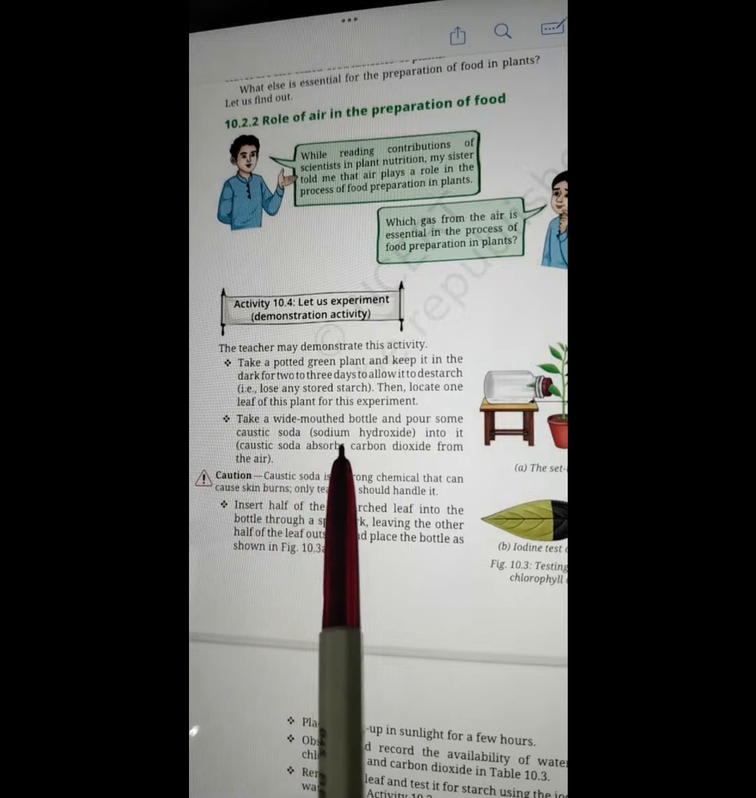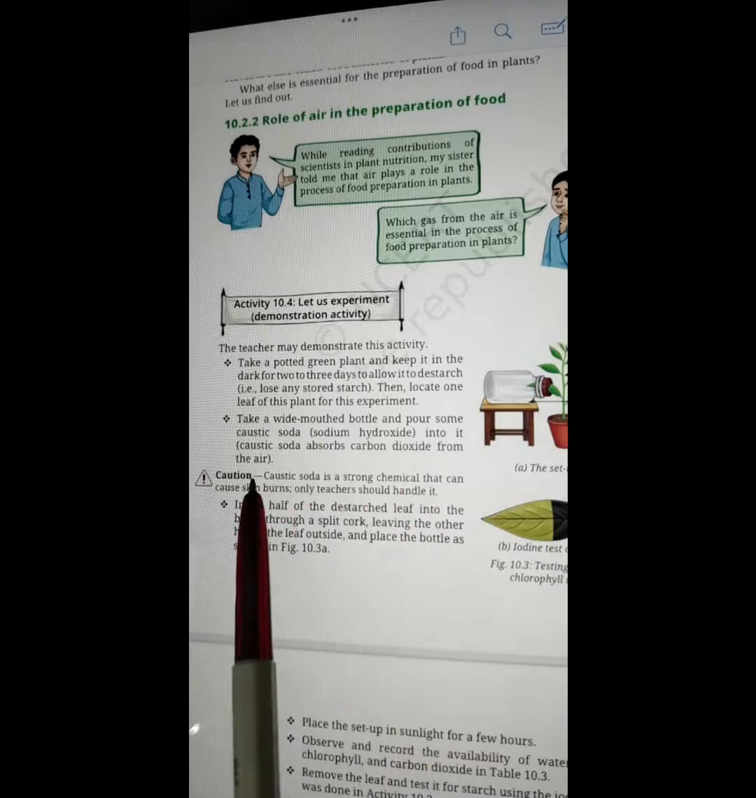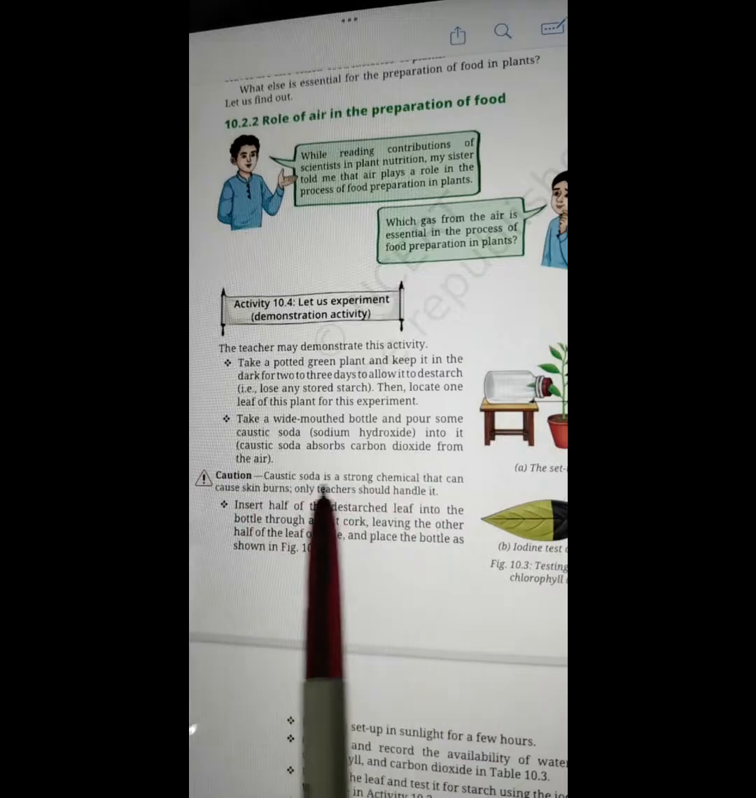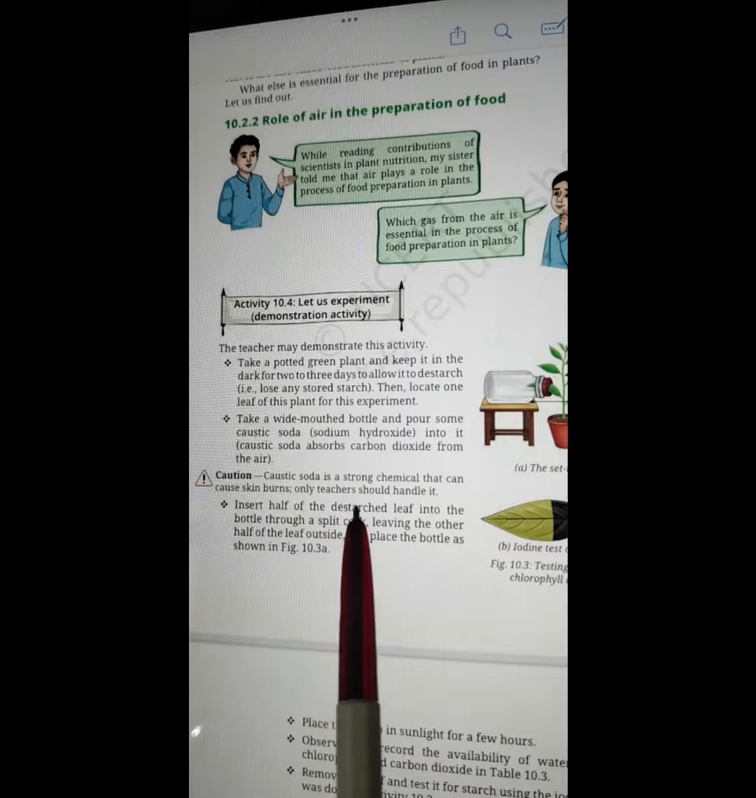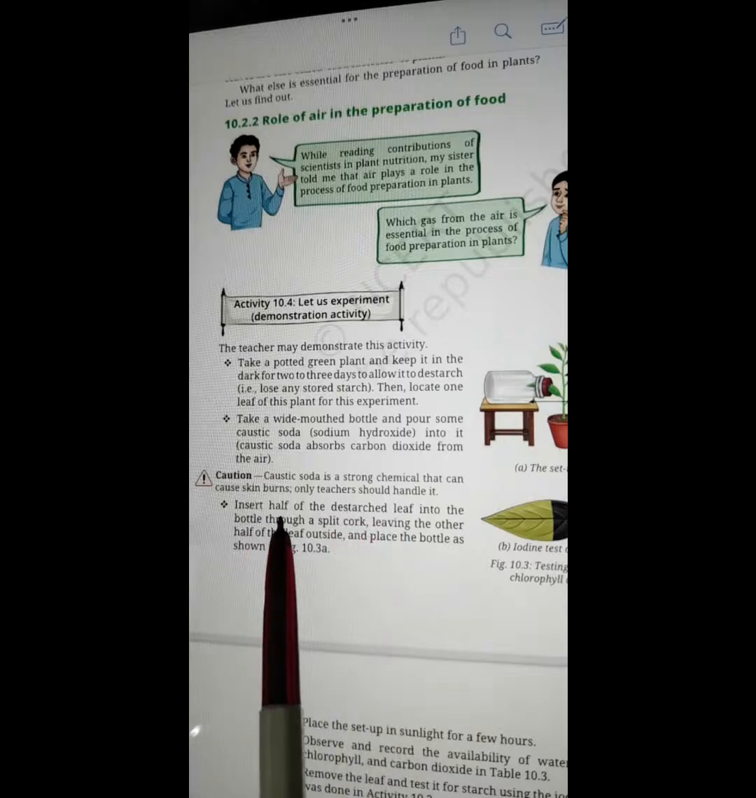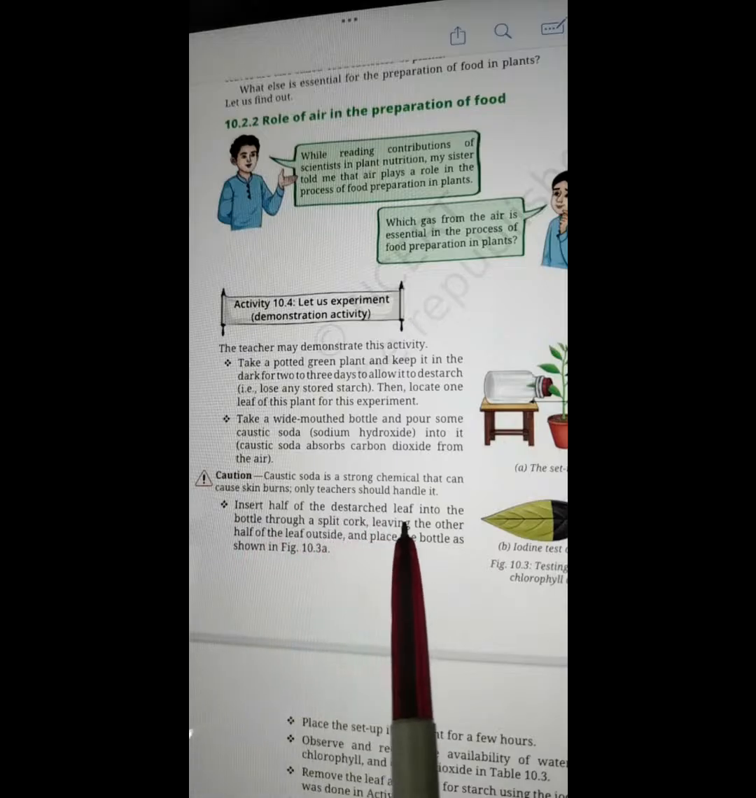Take a wide mouth bottle and pour some caustic soda or sodium hydroxide into it. Caustic soda absorbs carbon dioxide from the air. Caustic soda is a strong chemical that can cause skin burns. Only teachers should handle it.